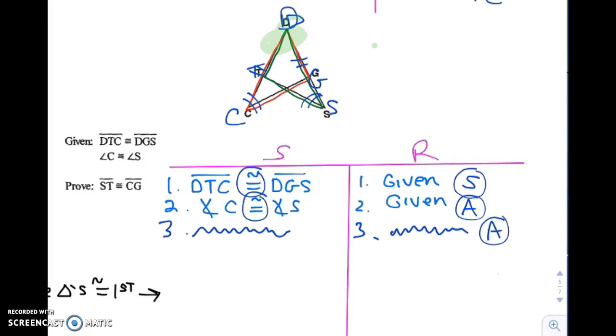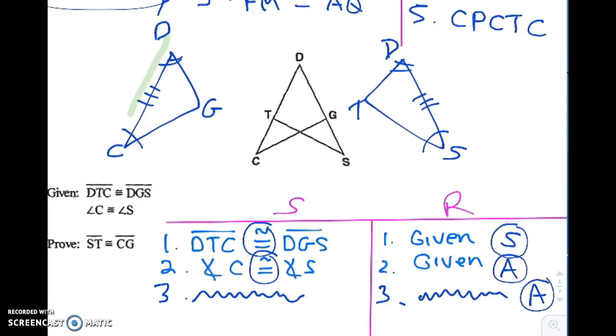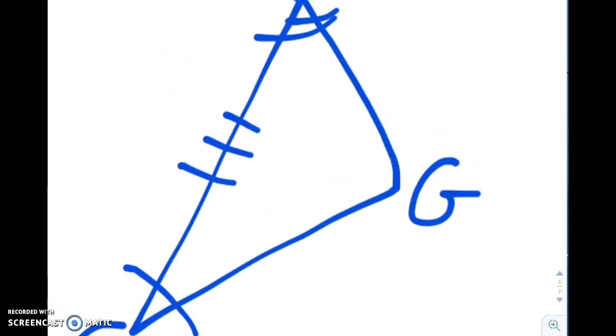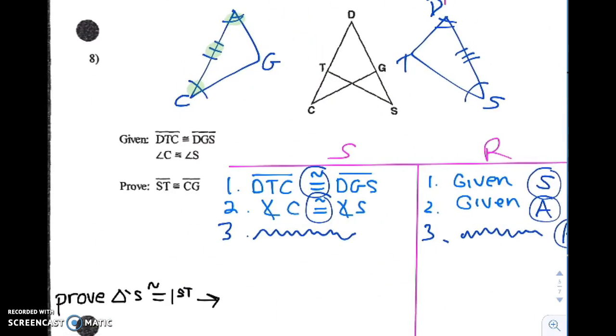Now if you were to pull those apart again, it would look like this. I just pulled them apart again, and that's one triangle and that's the other. And you'll notice that right here we have angle, side, angle, right in a row. So to prove the triangles congruent now, you would say triangle DCG is congruent to triangle DST, and the reason would be the angle, side, angle postulate, or angle, side, angle is congruent to angle, side, angle.